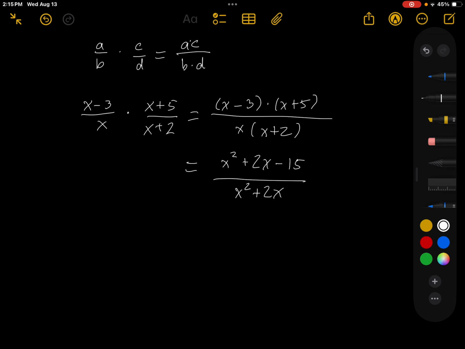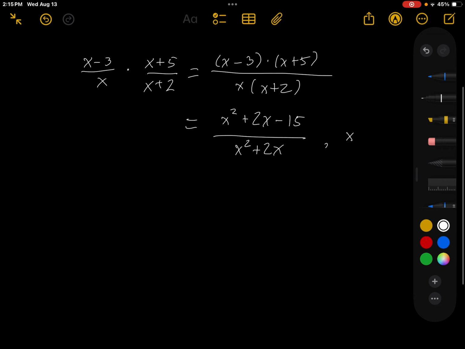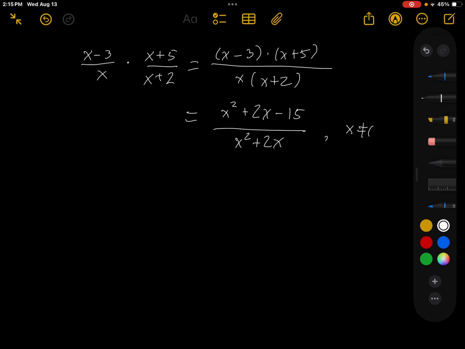Okay. Of course, this is assuming that the left and right hand sides are defined. So x is not equal to 0, and x is not equal to negative 2. Because if x were 0 or negative 2, then the denominators would be 0.